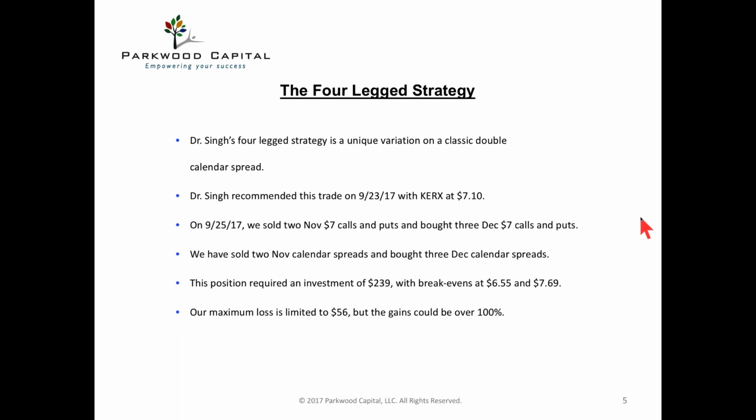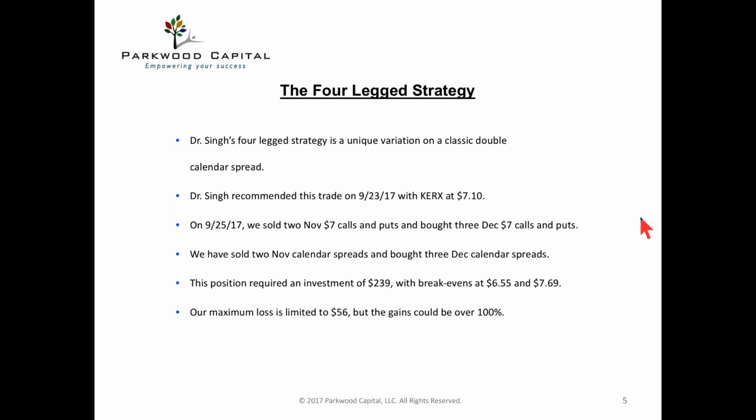The example I'm going to talk about is on Kerx Biopharmaceuticals. The ticker symbol is KERX. And on Saturday the 23rd, Dr. Singh recommended this position, and Kerx had closed on Friday at $7.10. So on Monday the 25th, we sold 2 November $7 calls and 2 November $7 puts, and bought 3 December $7 calls and 3 December $7 puts. So in effect, we've sold 2 November calendar spreads and bought 3 December calendar spreads.